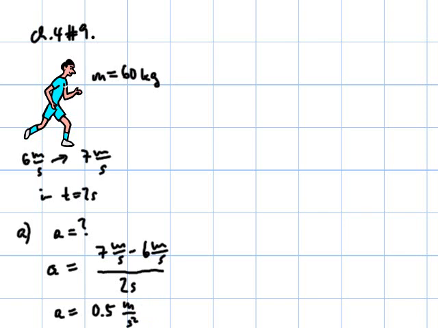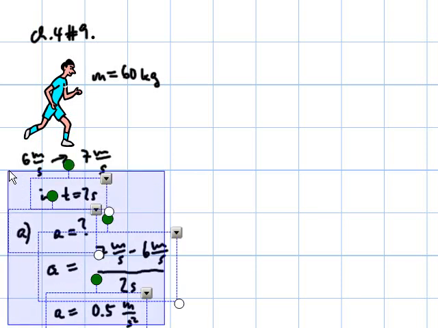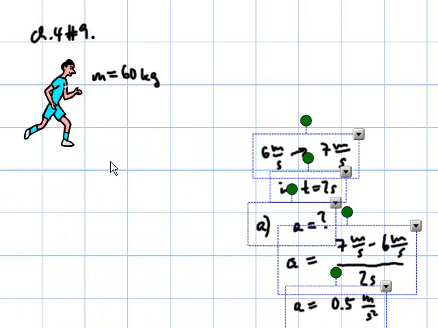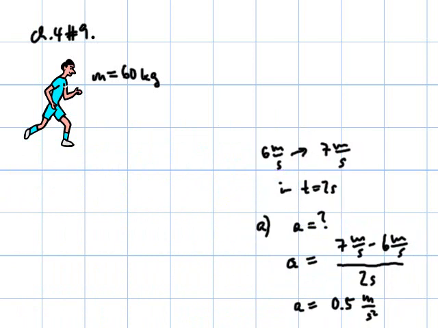Okay, second part of the problem says, to gain speed, the runner produces a backward force on the ground so that the ground pushes the runner forward, providing the force necessary for acceleration. Calculate this average force. I need a little bit of space here, so I'm going to see if I can move the stuff out of the way.